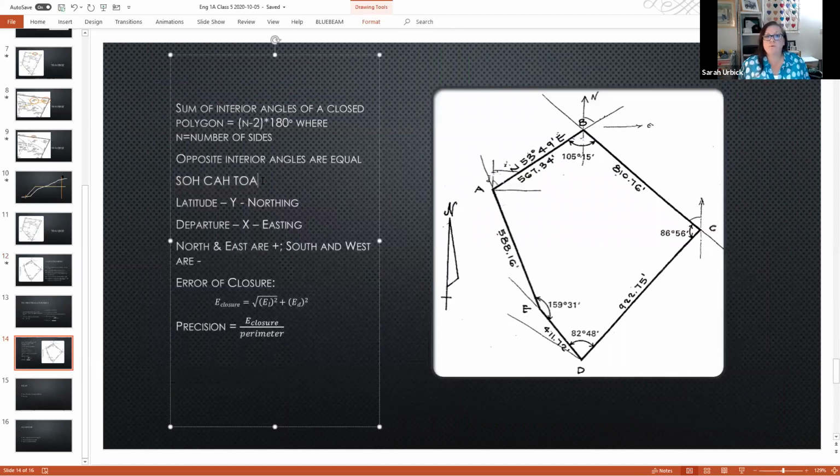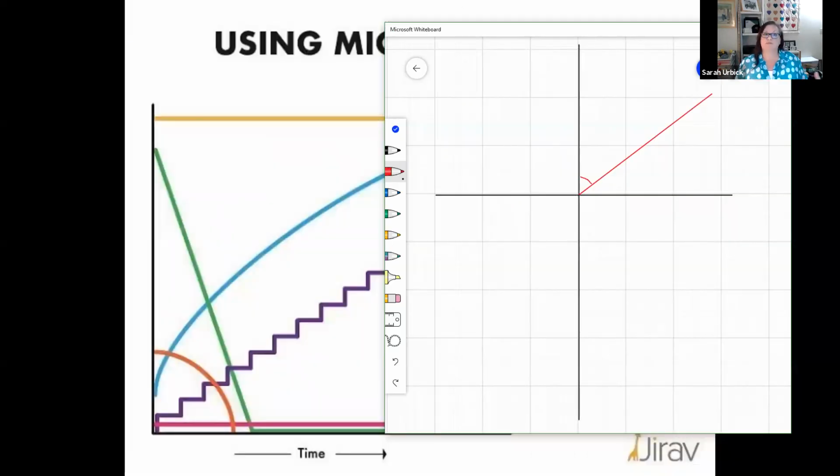Okay, we can calculate our angles. We can calculate our distances and find out what these other sides are. So, latitude and departure. Latitude is the y coordinate, departure is the x coordinate. So then we talk about where we are relative to our origin, but we can also talk about where we are relative to other points in space, based on the latitude and the departure.